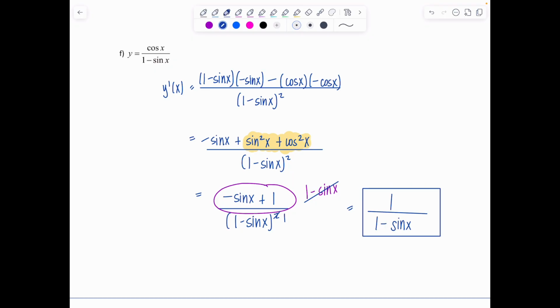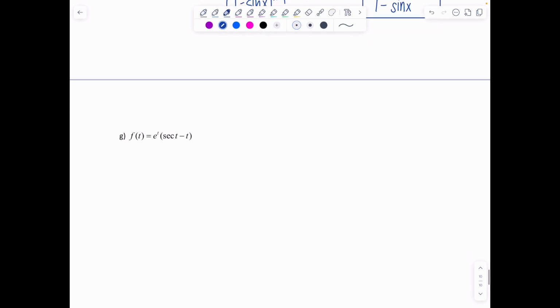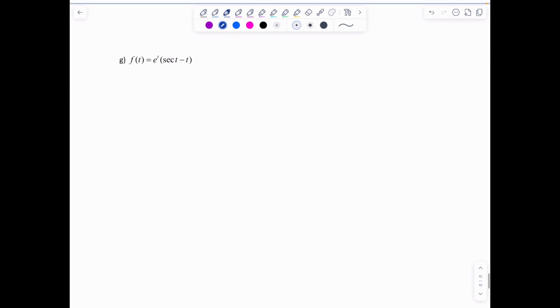Okay, last one. Here we go. f of t equals e to the t times secant t minus t. So product rule time, f prime of t. e to the t will take its derivative, which means we do nothing. Leave secant t minus t alone. Plus, and then e to the t, it's not your turn. You already had your turn, even though it doesn't show. Derivative of secant t is secant t tan t. Derivative of negative t would be negative 1.